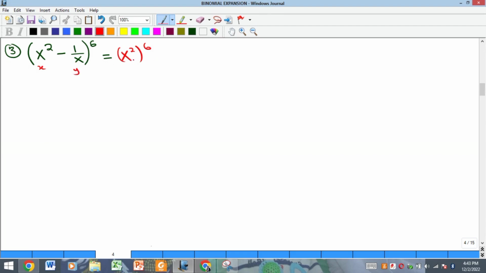So, if you raise it to power of 0, it will go. Then plus the same x squared to power 5 now, then multiplied by minus 1 over x to the power of 1 in this case. Then plus again x squared to the power of 4 multiplied by minus 1 over x. Remember to carry this minus 1 over x. The negative sign here is part of your y.